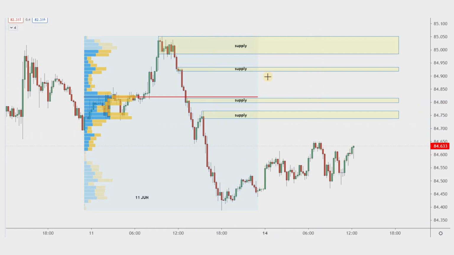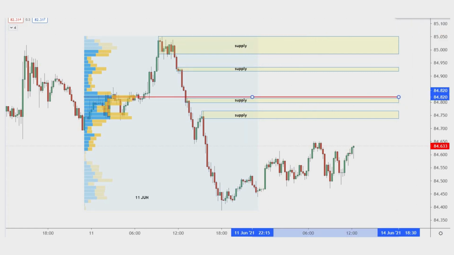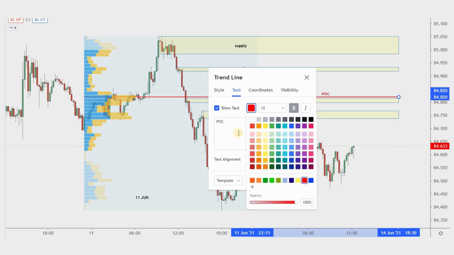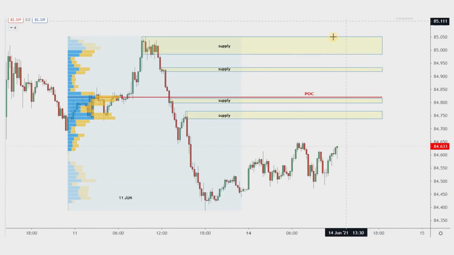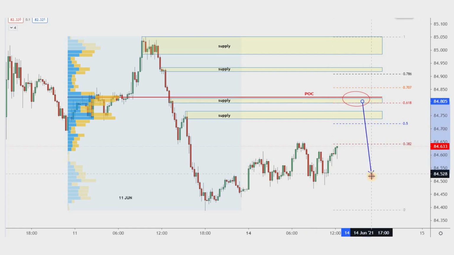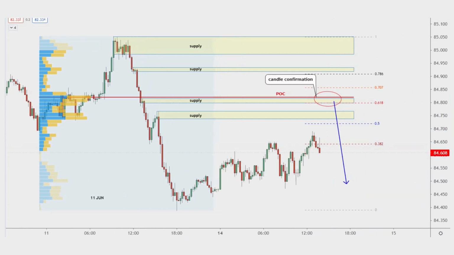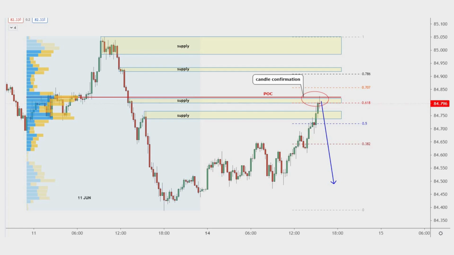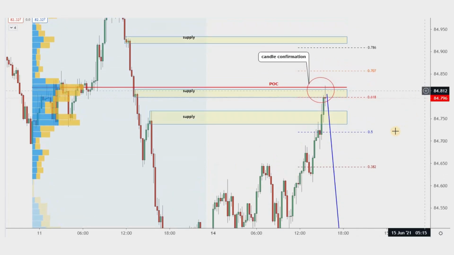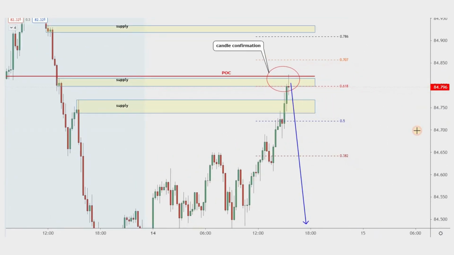Now that we have finished drawing the zones, we are going to choose the high probability ones. We see that the point of control of previous day correlates with the second supply zone and the 0.618 Fibonacci level. There we are going to look for a potential sell opportunity. Price reached this level, and our goal is to wait for candle rejection to find out if the sellers are still strong in this zone and will push the price lower.